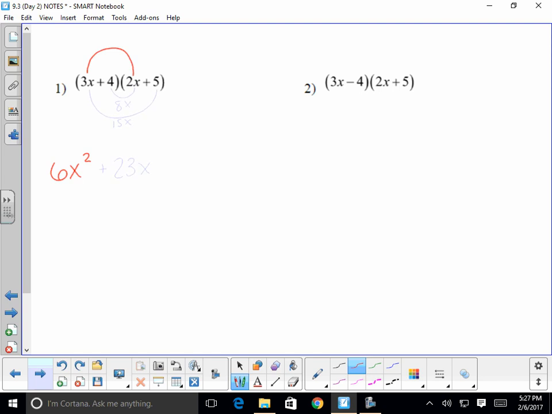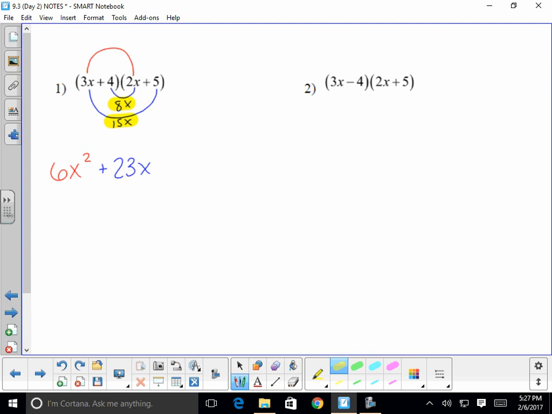You're multiplying the outer terms. 3x times 5 is 15x. The inner terms are 4 times 2x. That's 8x. So you're multiplying 3x times 5, 15x, and 4 times 2x, that's 8x. I want you to do that in your head. I did show it up here, but I want you to practice doing that in your head.